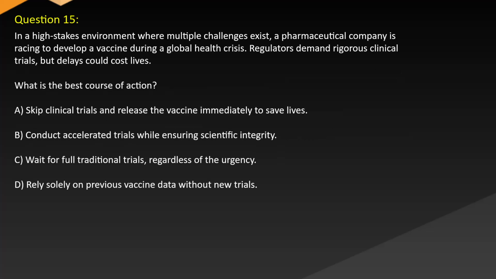Question 15. In a high-stakes environment where multiple challenges exist, a pharmaceutical company is racing to develop a vaccine during a global health crisis. Regulators demand rigorous clinical trials, but delays could cost lives. What is the best course of action? A. Skip clinical trials and release the vaccine immediately to save lives. B. Conduct accelerated trials while ensuring scientific integrity. C. Wait for full traditional trials, regardless of the urgency. D. Rely solely on previous vaccine data without new trials.